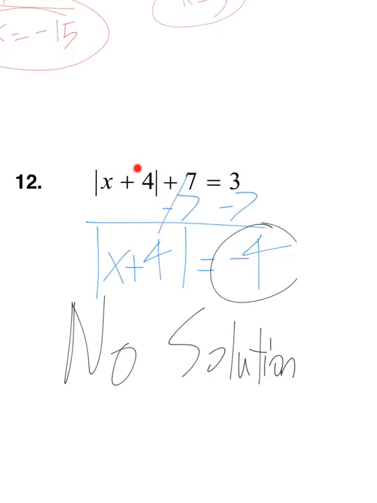If there were other stuff on the outside and it was still negative, maybe by getting rid of it, adding or subtracting, dividing something, it'll turn it positive again. So don't jump to the conclusion that it's no solution unless you have only the absolute value of something equals a negative.